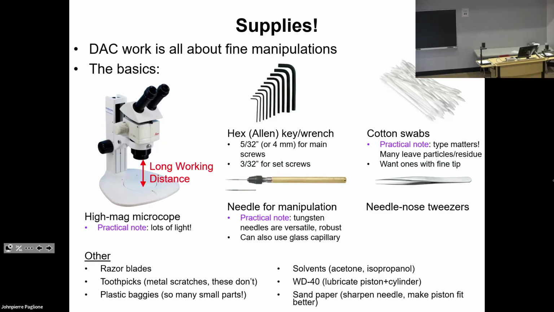Lots of plastic baggies for all of your tiny, tiny little parts of your DACs. Solvents for cleaning. WD-40, because I feel like we need that in our lives for just pretty much everything, and sandpaper for sharpening or polishing things. And so most of this is portable. You can even have a little kit that you take with you and is mobile. Take your small diamond anvil cell and you're ready to go.